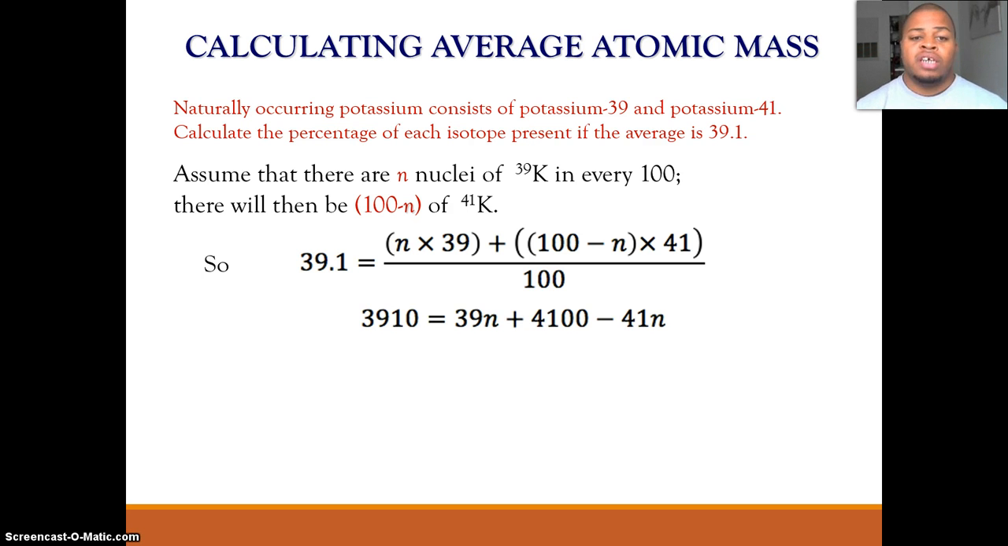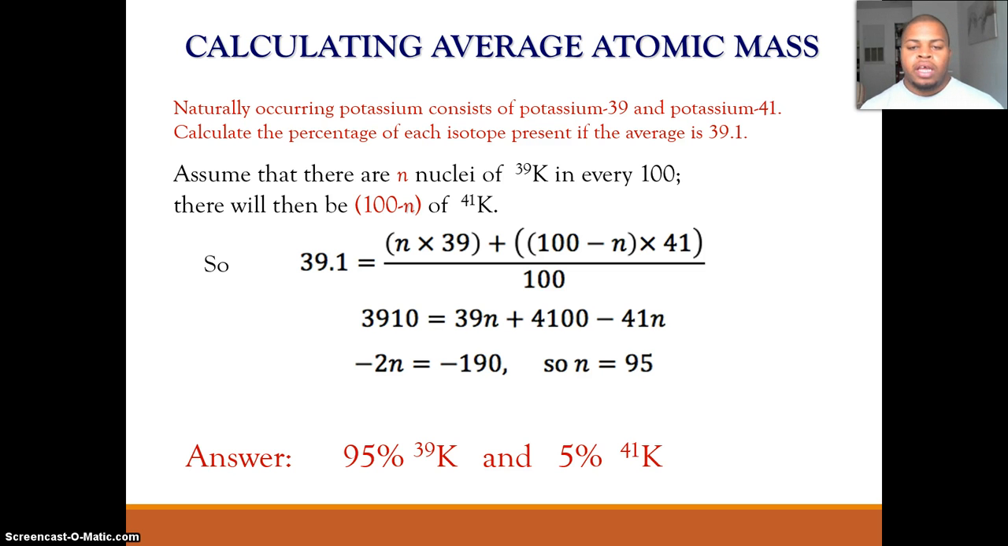So, after we did all of this, we come out with 3,910 as our value, equals 39N, since 39 times N, plus 4,100 minus 41N, because we'd have to distribute this 41 among these two. Once we've done this, we can determine our actual value of N by rearranging the formula. This is going to give us N equals 95. If that is the case, we can then determine that potassium 39 is present 95% of the time, whereas potassium 41 only 5% of the time.